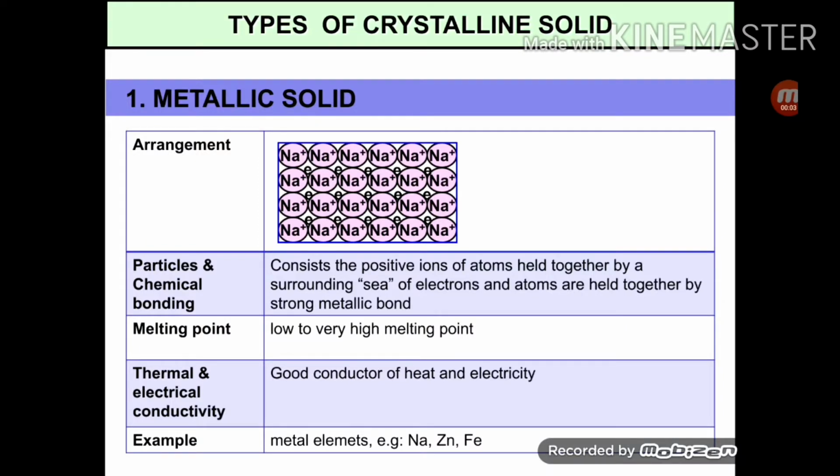Metallic solid. Metallic solid consists of positive ions of atoms held together by a surrounding sea of electrons and strong metallic bond. The melting point of metallic solid is from low to very high, and metallic solid is a good conductor of heat and electricity. Examples of metallic solid are metal elements, for example, sodium, zinc, iron, and etc.